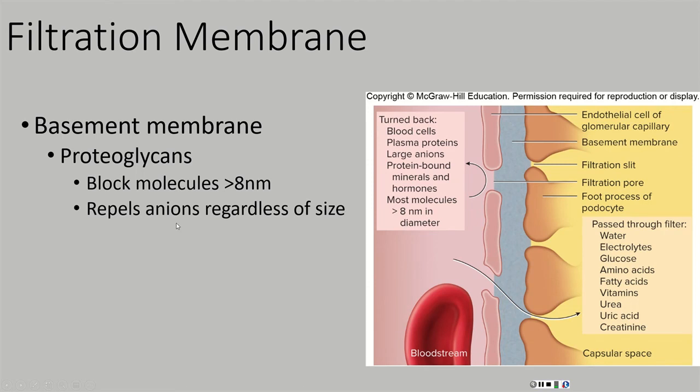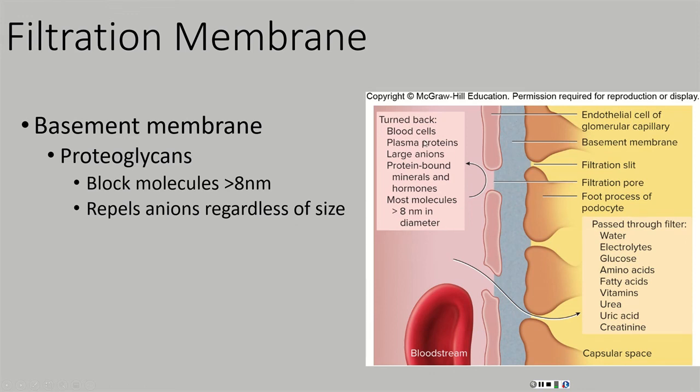The proteoglycans block anything that is bigger than 8 nanometers. And even things that are 8 nanometers or smaller are repelled if they are anions. Remember, anions, think AN, a negative ion. So anything with a negative charge is also repelled by these proteoglycans.